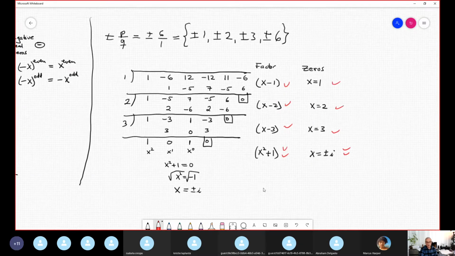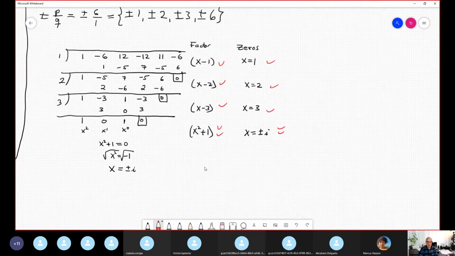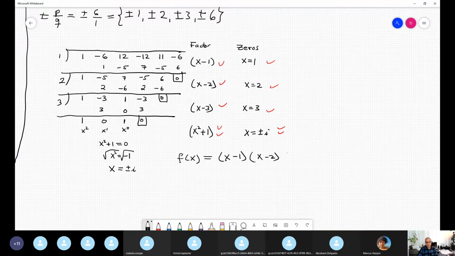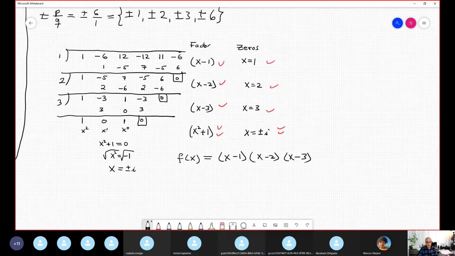Suppose, entonces, okay, suppose que the answer que they want is, okay, factorization of the polynomial, professor. Okay, let's do it. You copy x minus 1 times x minus 2 times x minus 3 is the real part, positive, and x squared plus 1. Okay, this is in the real field.